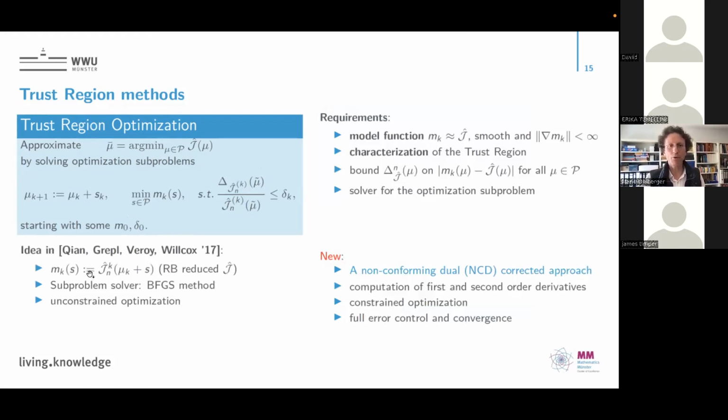So let's go to the underlying mathematics. This was first introduced, from the general idea, in the work of Jan Kreppel, Villeroy, and Wilcox. We made several modifications and improvements, and I will come to the most important one in just a minute. This is what we call the non-conforming dual corrected approach, and you will see what this means.